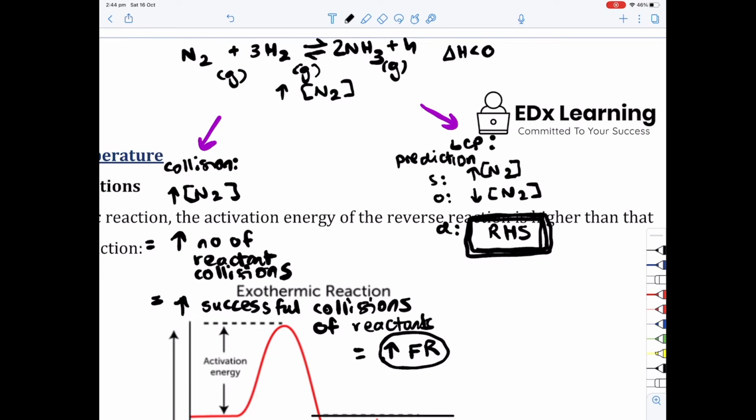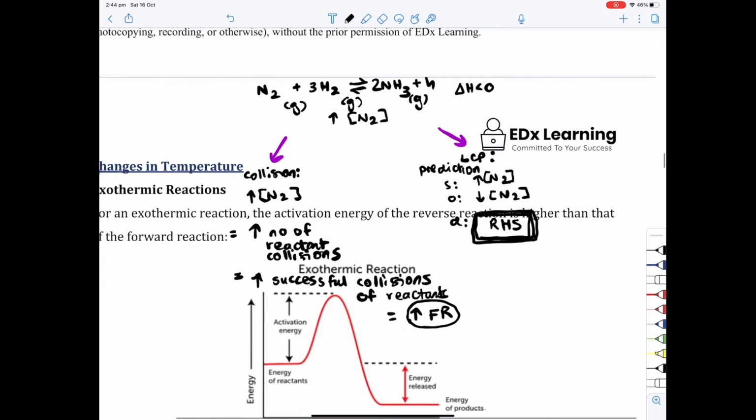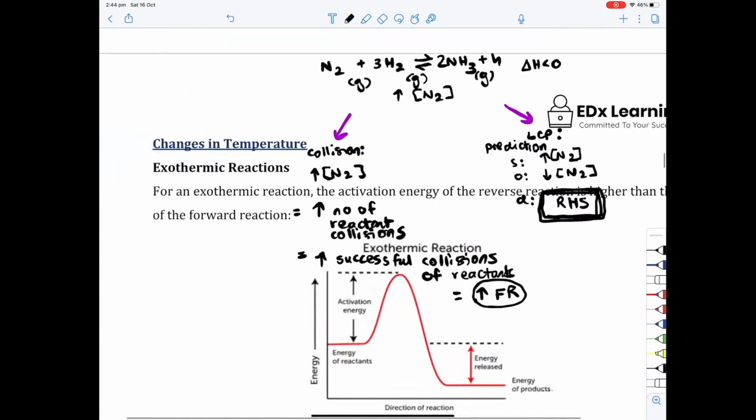Do you all see that? So the actual reason why we're shifting to the right-hand side is to do with particle collisions. It's not to do with a system that loves sitting in the middle. It's solely because when you increase a reactant concentration, you're going to increase the number of reactant collisions and successful collisions. And that's going to favor the forward reaction relative to the reverse reaction. Now, if you had to draw this on a graph, what would this look like?